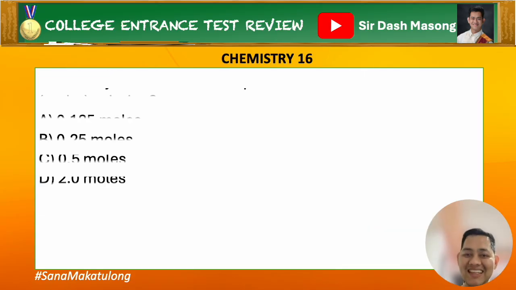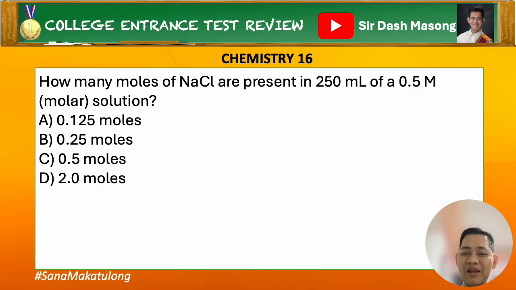Chemistry 16. How many moles of sodium chloride or NaCl are present in 250 milliliters of a 0.5 molar solution? A. 0.125 moles, B. 0.25 moles, C. 0.5 moles, or D. 2.0 moles.